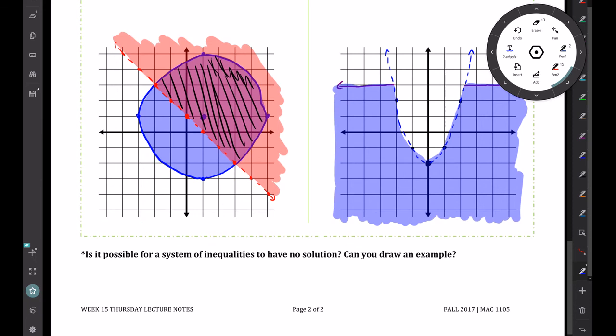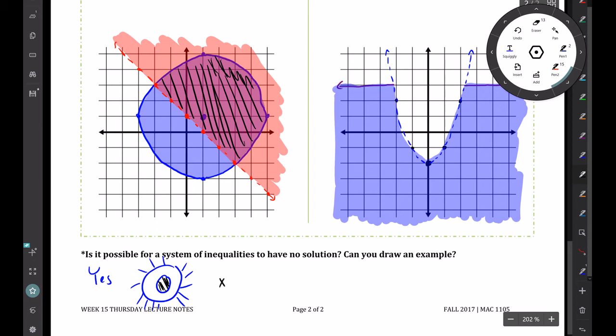Okay, and the bonus question is asked: is it possible for a system of inequalities to have no solution? Can you draw an example? Yes, it's possible, and you could always do like 2 circles where you'd have like everything has to be bigger than 1 radius, but then the other one you'd want everything inside of that, and then there'd be no common intersection, so there'd be no solution.